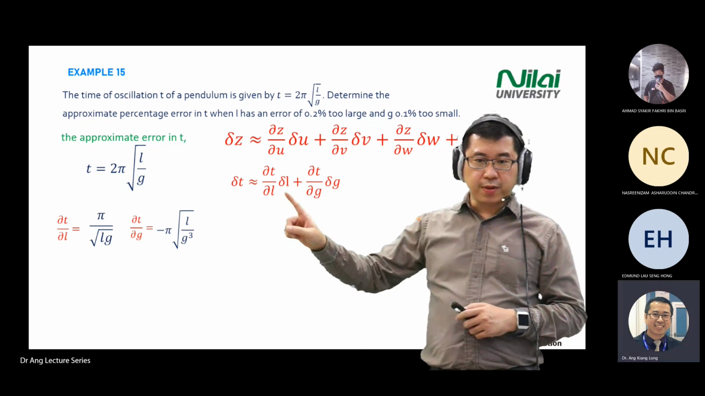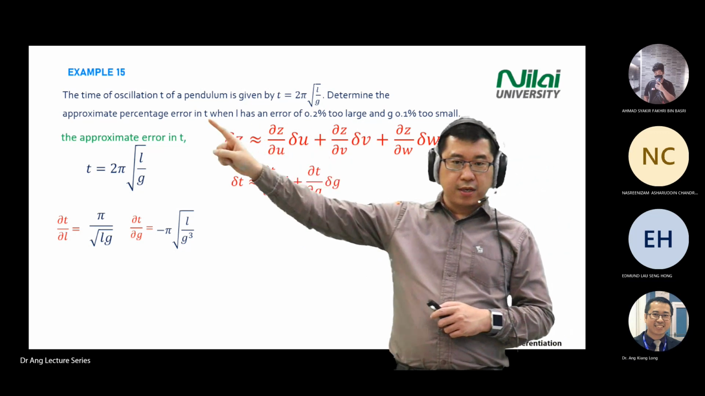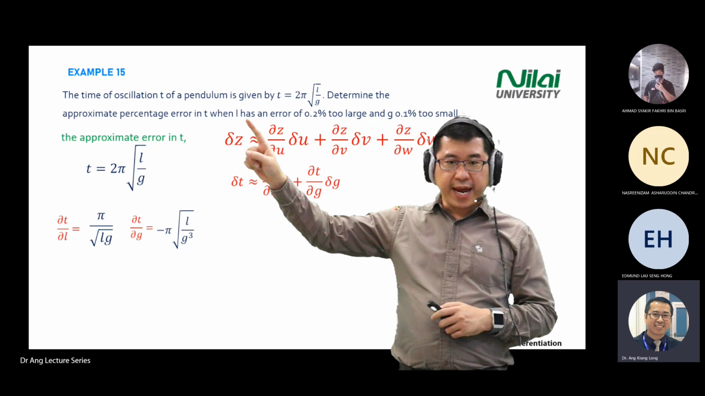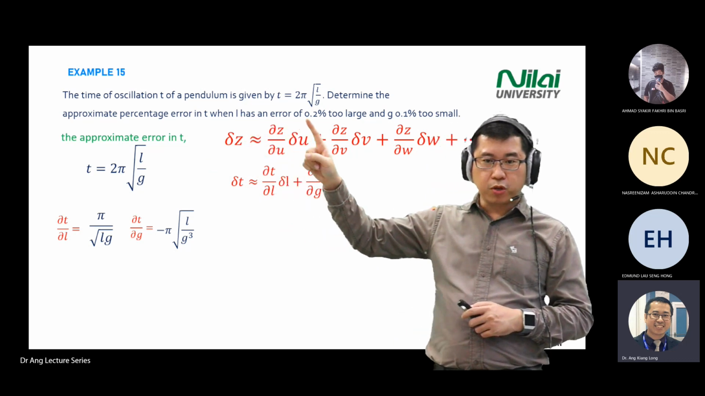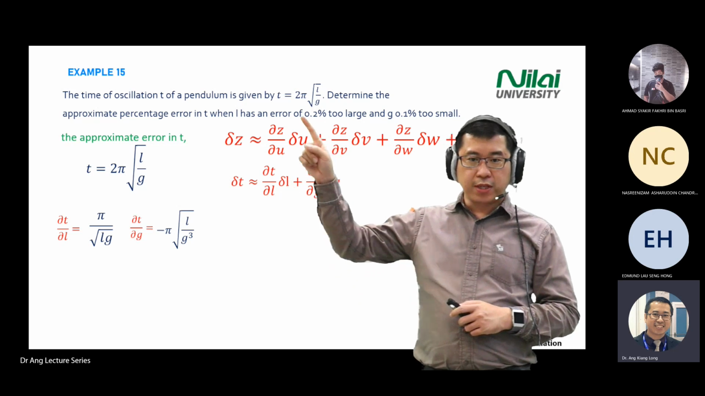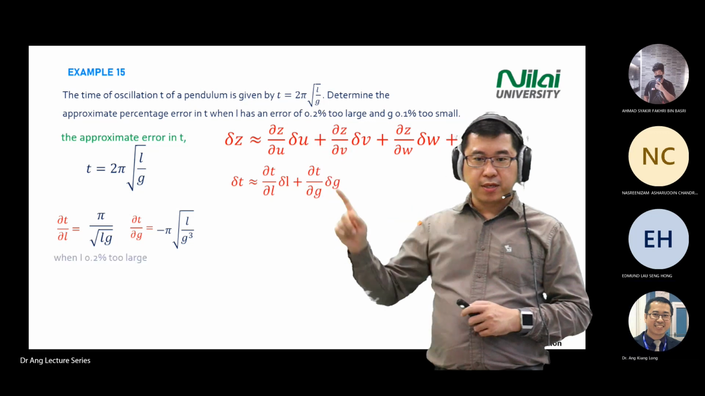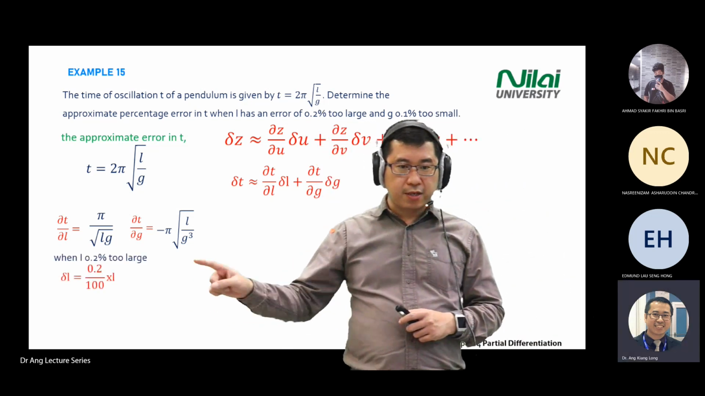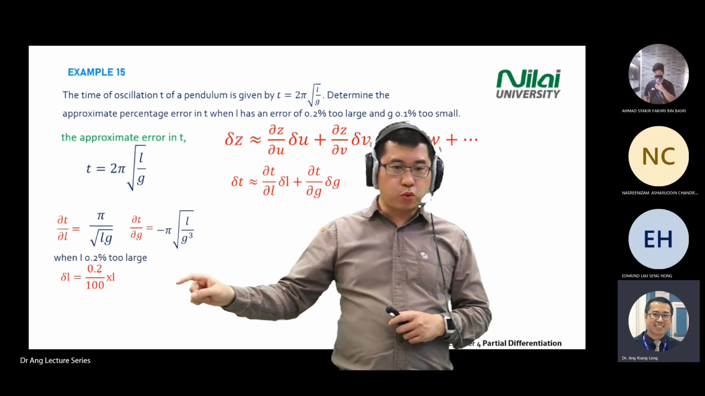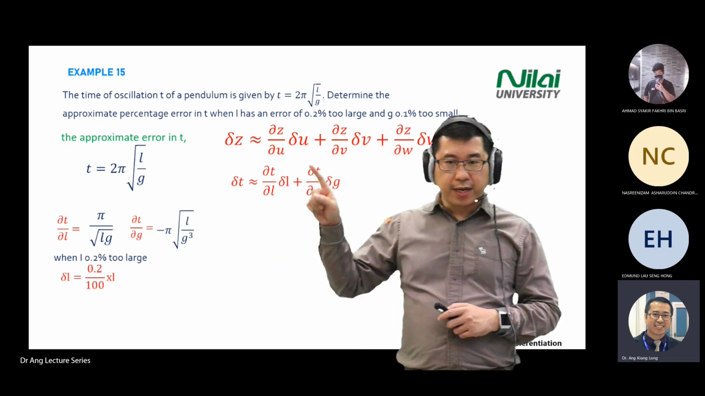Then how to find this one? How to find delta L? You're given here the percentage error in T when L has an error of 0.2%. So convert this into a mathematical operation. 0.2% is 0.2 divided by 100 times L. That is the equation for that one. And then you convert this information.